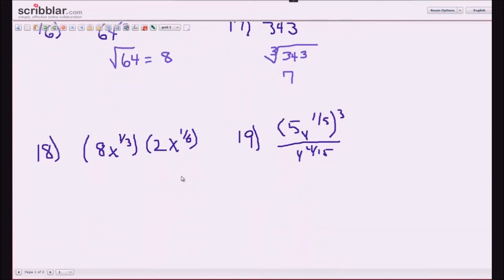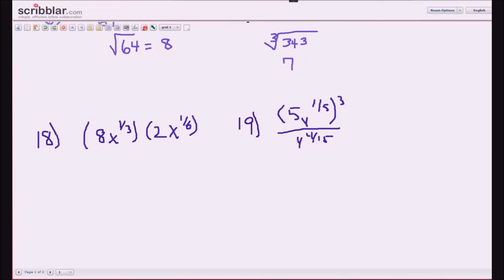Alright. So what are we going to do with this thing? This next one looks like an ugly mess. Well, we have to use the rules of exponents. There's no addition here, so this is just straight multiplication. 8 times 2 is 16, so we're good there. But the next one, same base. The x is here, same base. What that means is we have to add the exponents. We have to add those exponents.